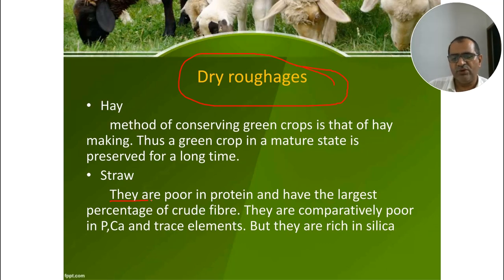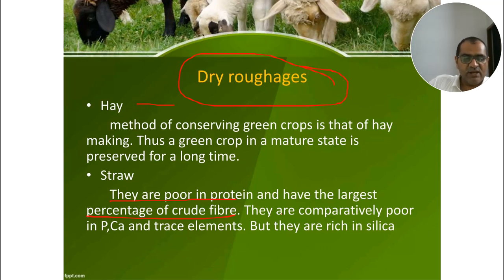Straw is poor in protein, whereas hay contains more protein, and straw has the largest percentage of crude fiber. So you may be knowing the difference. Hay is one of the easily digestible roughages, whereas straw contains more and more crude fiber, so it is somewhat more difficult for the cattle to digest.